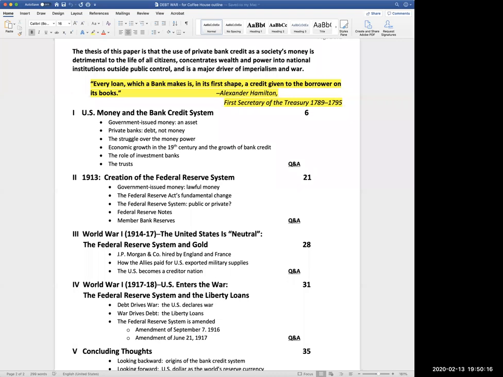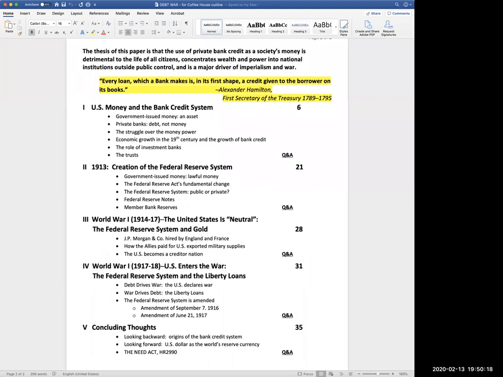So I'll start here. The thesis. The thesis of this paper is that the use of private bank credit as a society's money is detrimental to the life of all citizens, concentrates wealth and power into national institutions outside public control, and is a major driver of imperialism and war.